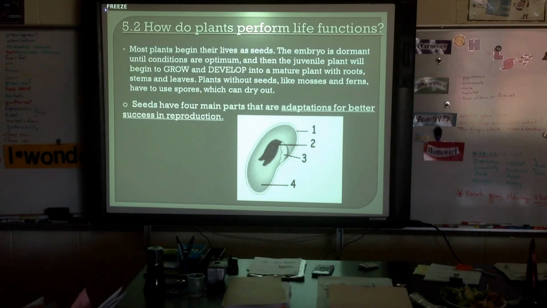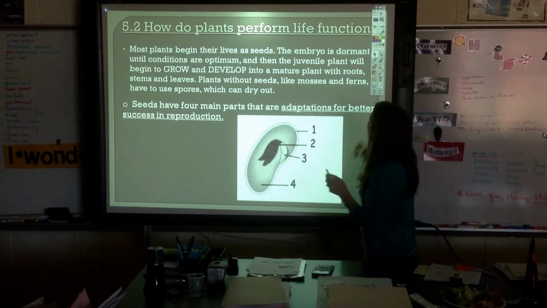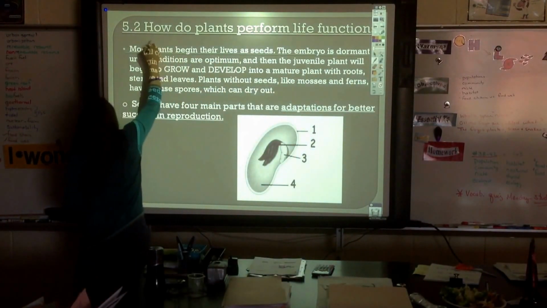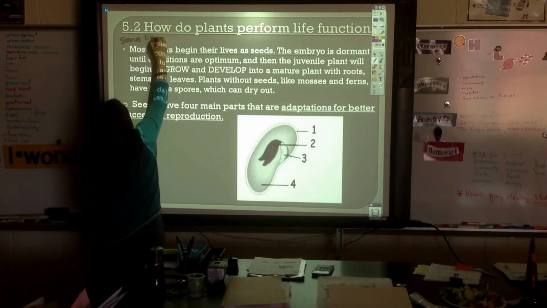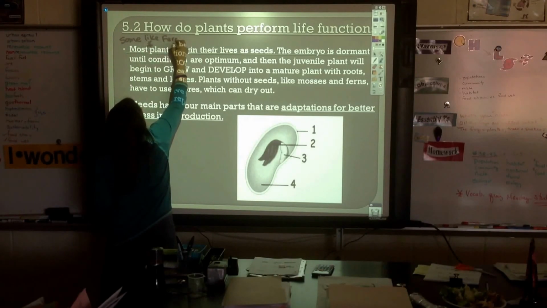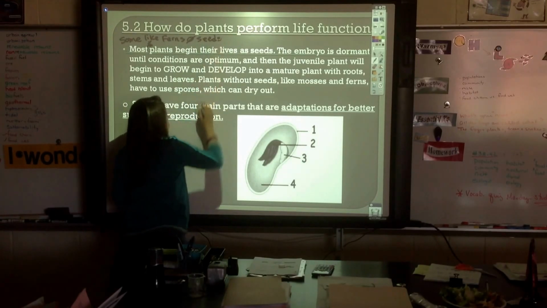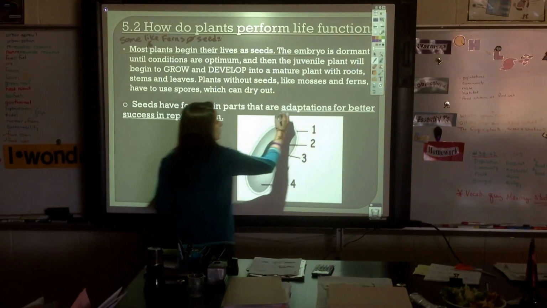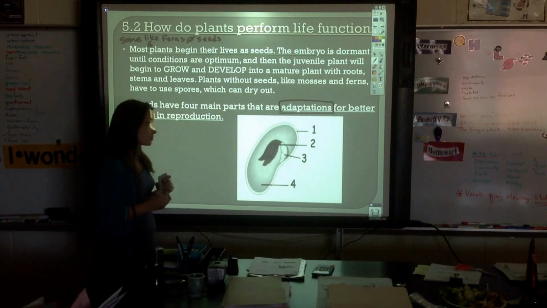begin their lives as seeds. So we're going to put a star by most because some plants don't have seeds. Some plants, like ferns, do not have seeds. They have something else called spores. But a seed is actually an adaptation. It helps it better survive and reproduce.